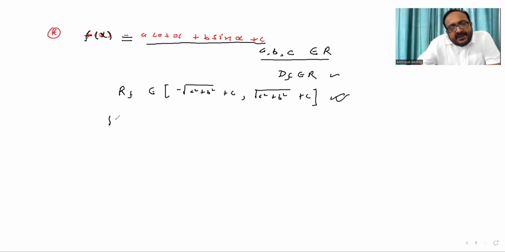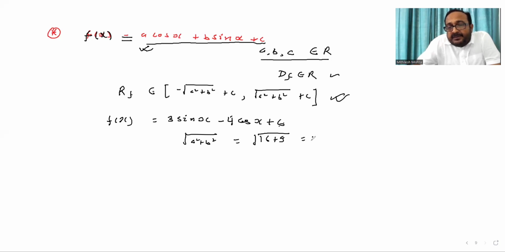Suppose f(x) is given as 3 sin x minus 4 cos x plus 6. From this expression, if you compare, a is minus 4, b is 3, c is 6. So at first find under root a square plus b square, that will be under root 16 plus 9, that will be 5. Is it clear?